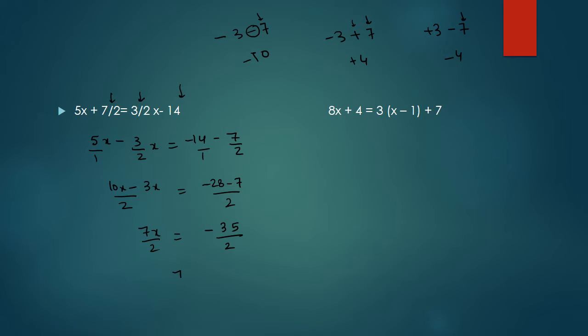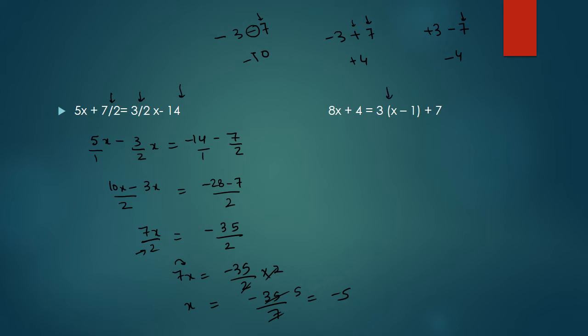Now 7x is here, minus 35 by 2. This 2 is in division form, right? So it will go on to the right hand side and become multiplication. 2 gets cancelled with 2. x is here and 7 is in multiplication with it, so it will go in division. 7 5s are 35, you get x is equal to minus 5.